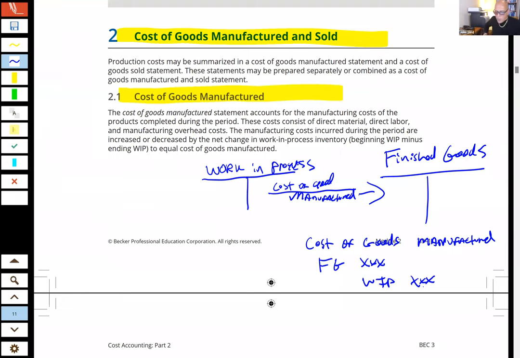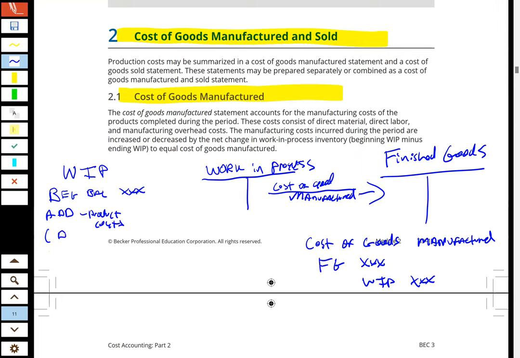That also means that, if I were to use account analysis format and I'm analyzing work in process, I would have the beginning balance. I add, and what do I add to my work in process? I add my product cost. What are my product costs? Direct labor, direct materials, and manufacturing overhead. Good. Excellent. Okay. And then what do I subtract from work in process? Cost of goods manufactured. Good.